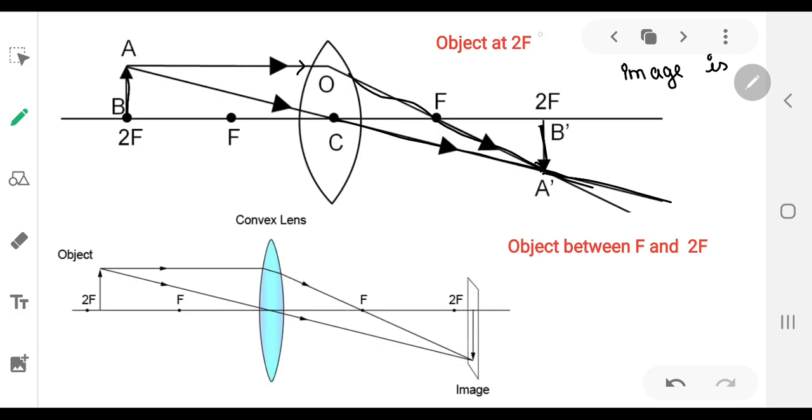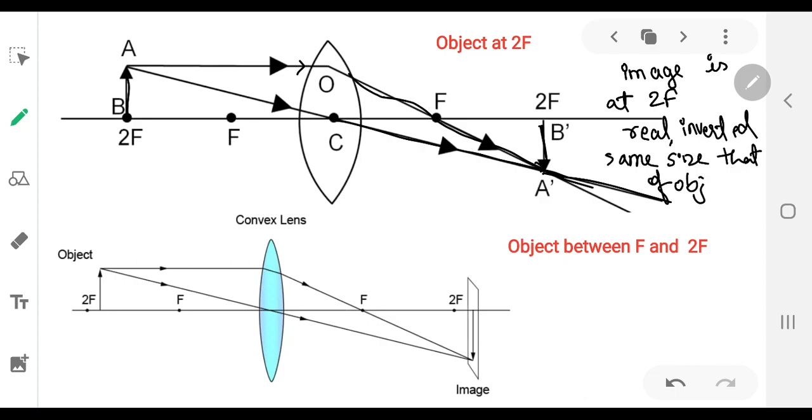Now the object is at 2f. When the object is at 2f, where is the image? At 2f only. It is formed by the actual meeting of the refracted rays, so you can call it real. As it is below the principal axis, it is inverted. Now, what about the size of the image? It is the same size as that of the object.